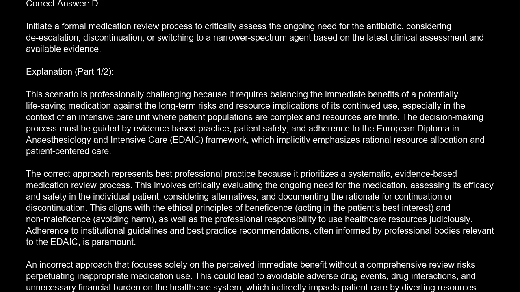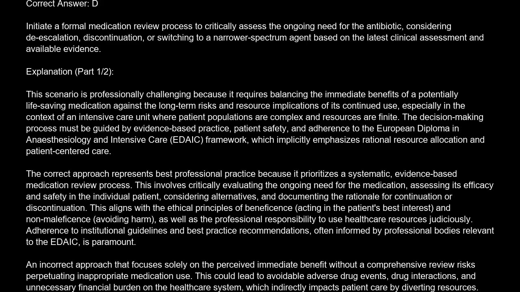Explanation. This scenario is professionally challenging because it requires balancing the immediate benefits of a potentially life-saving medication against the long-term risks and resource implications of its continued use, especially in the context of an intensive care unit where patient populations are complex and resources are finite. The decision-making process must be guided by evidence-based practice, patient safety, and adherence to the European Diploma in Anaesthesiology and Intensive Care (EDAIC) framework, which implicitly emphasizes rational resource allocation and patient-centered care.